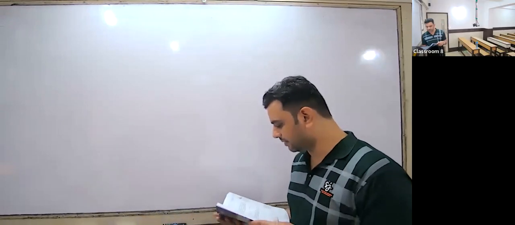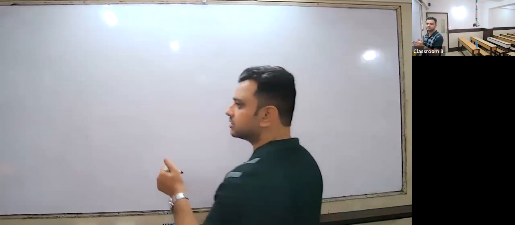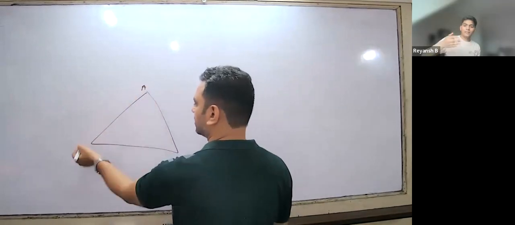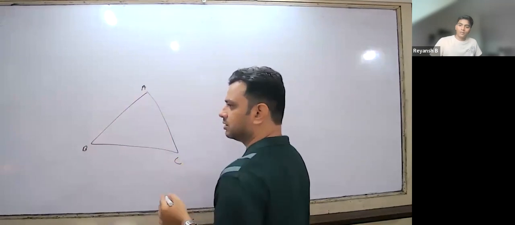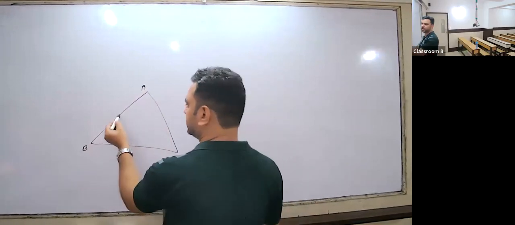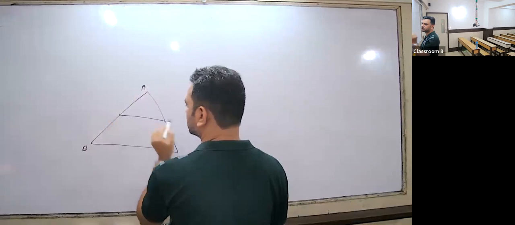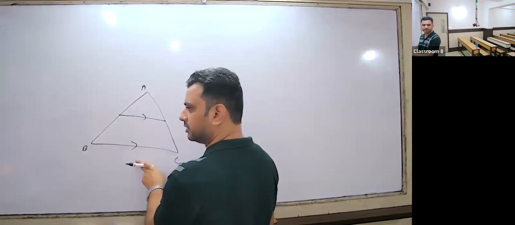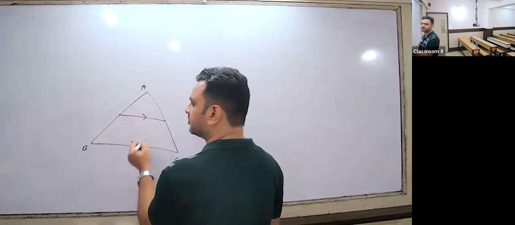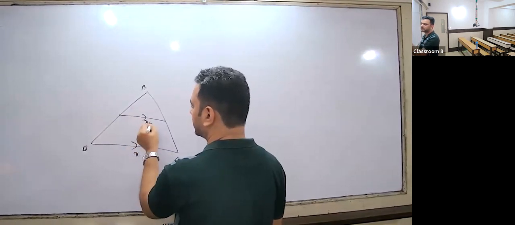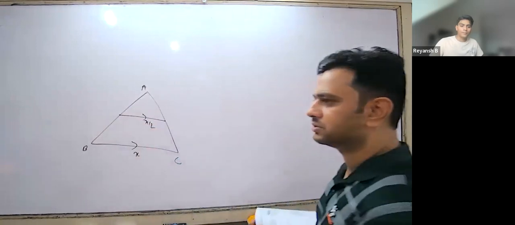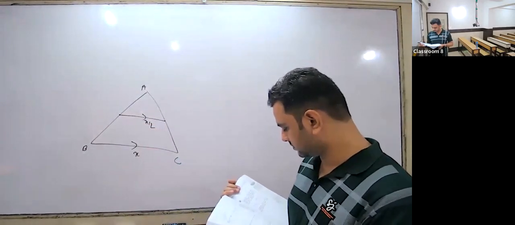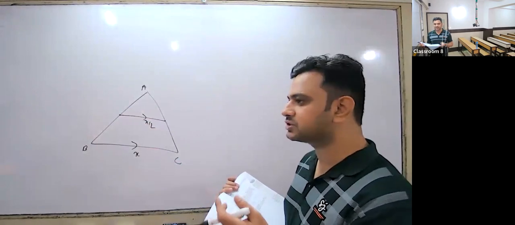Okay, do you know the midpoint theorem? It splits the line in equal halves. If we join the midpoints of these two sides, this line segment will be parallel to the third side, and it will be half of it. If this is x, then this will be xy. So you can use this concept here. So the diagonal would be 16.